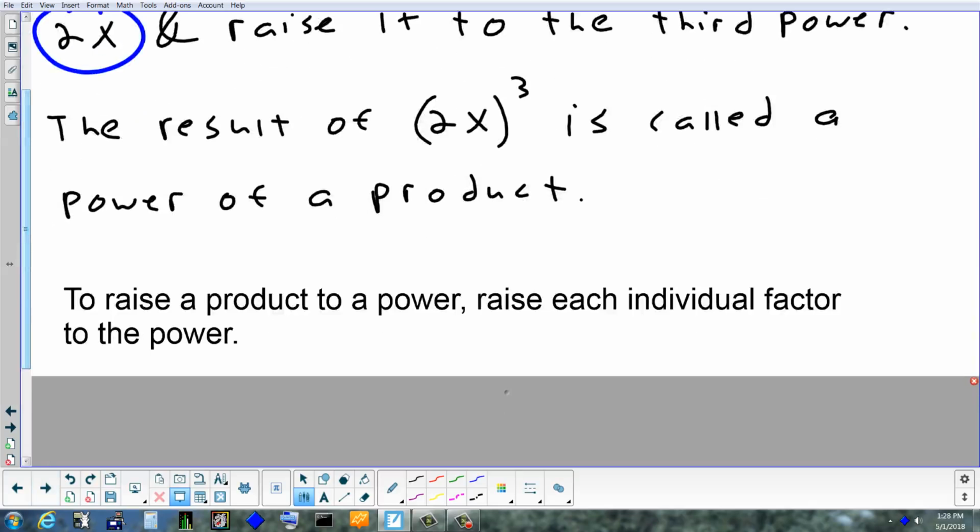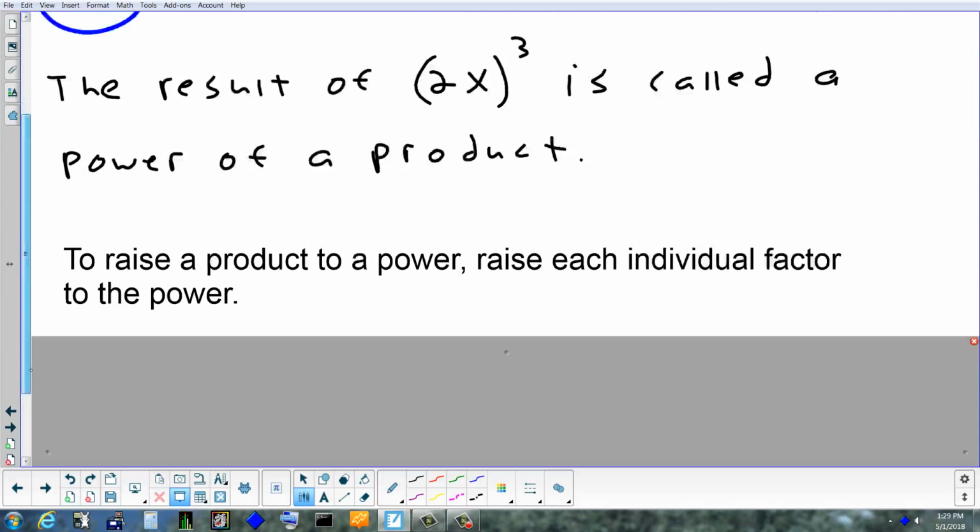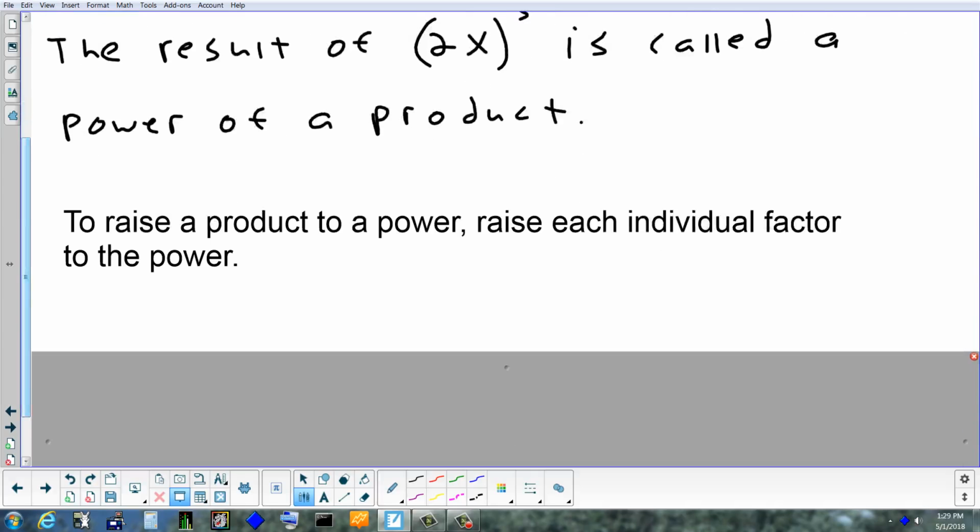So what I would do, guys, is if you want to put all your rules together, if you have a little room between example 1 and the last line, you could write it in there. If you don't, you could just put an arrow and write it on the bottom. If you don't have room on the bottom, you could write it at the top of the next page. So just put it wherever you have a little bit of extra space. To raise a product to a power, raise each factor to the power.